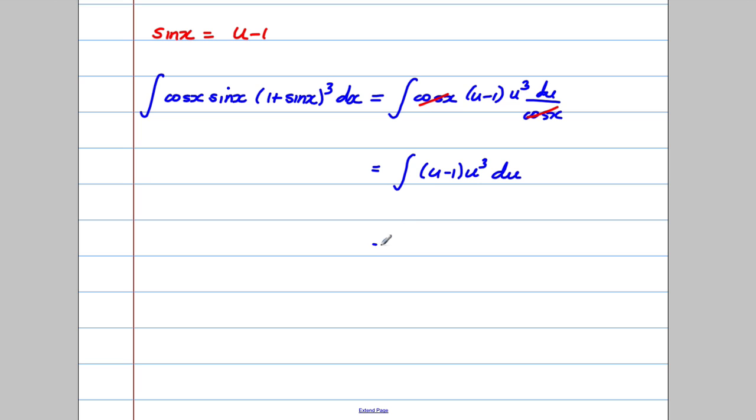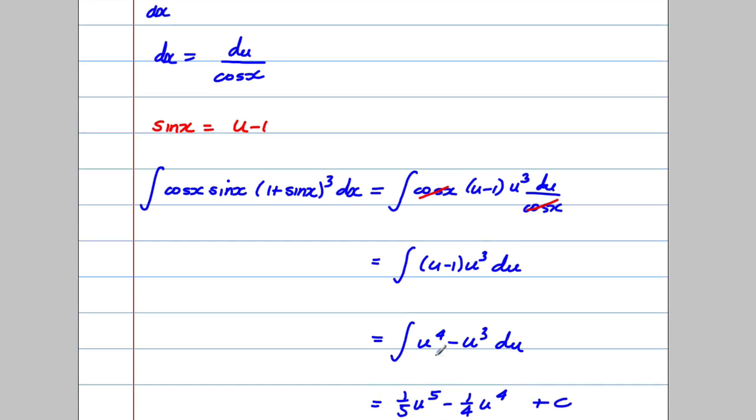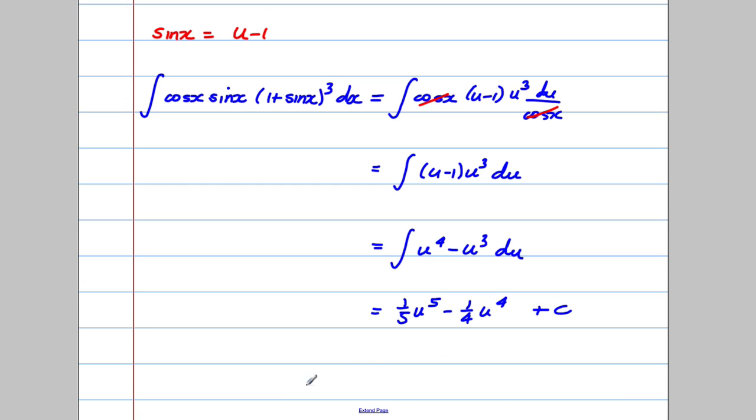I can expand these brackets, so that's the integral of u to the power of 4 take away u cubed du. Now I can do the integral, so it would be a fifth u to the power of 5 take away a quarter u to the power of 4 plus a constant. And at the very end, I have to substitute back in terms of my sines. Now u was sine x plus 1, so I'm going to substitute back in and say that's a fifth sine x add 1 to the power of 5 take away a quarter sine x add 1 to the power of 4 plus your constant, and I'm done like that.